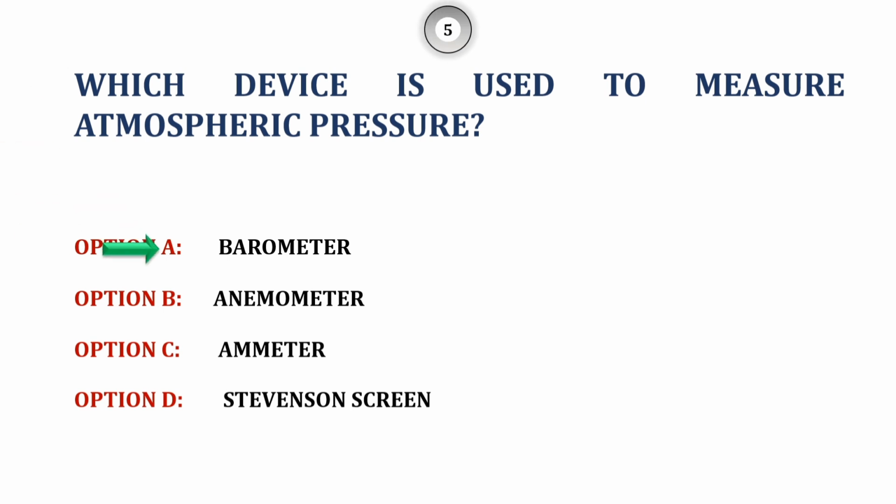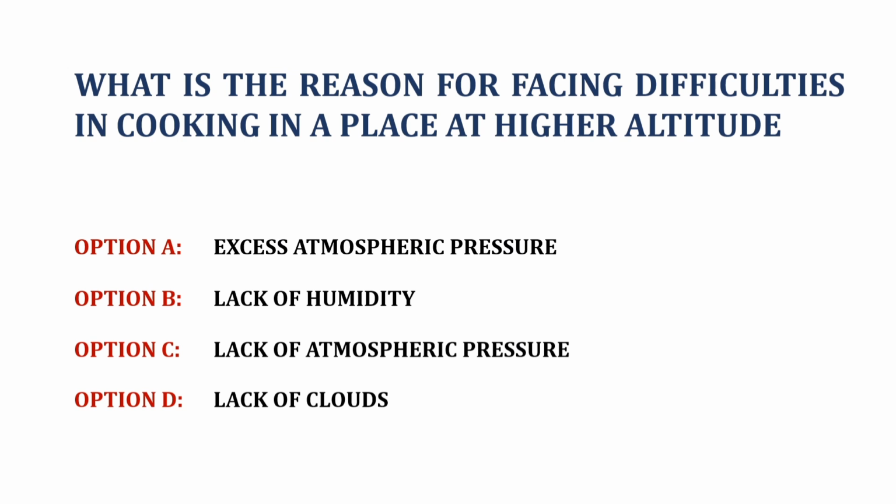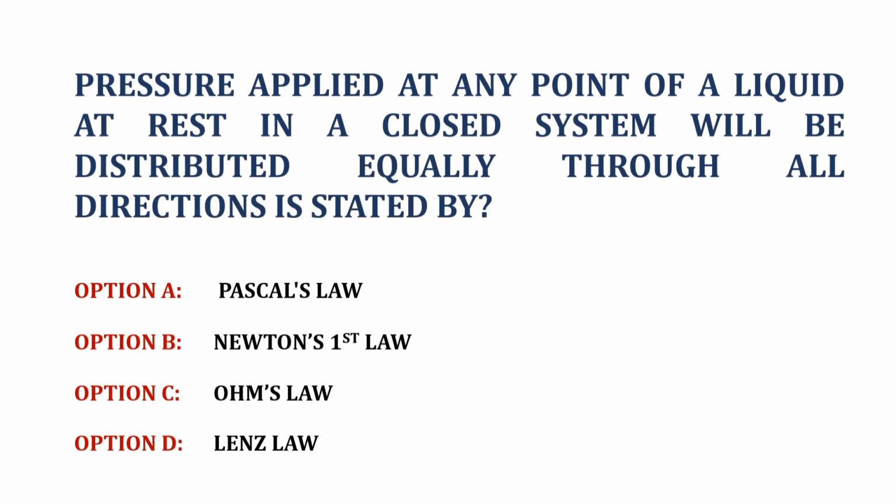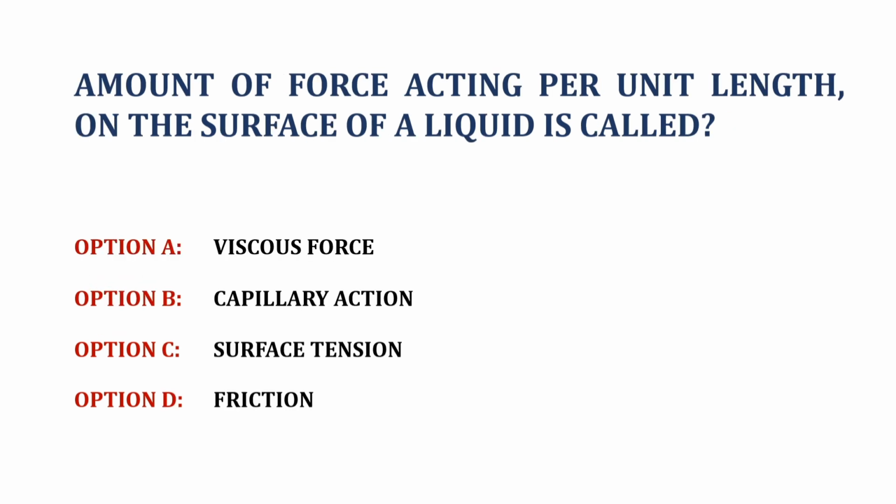Option A. Barometer. What is the reason for facing difficulties in cooking in a place at higher altitude? Option C. Lack of atmospheric pressure. Pressure applied at any point of a liquid at rest in a closed system will be distributed equally through all directions is stated by. Option A. Pascal's law. Amount of force acting per unit length of the surface of a liquid is called.